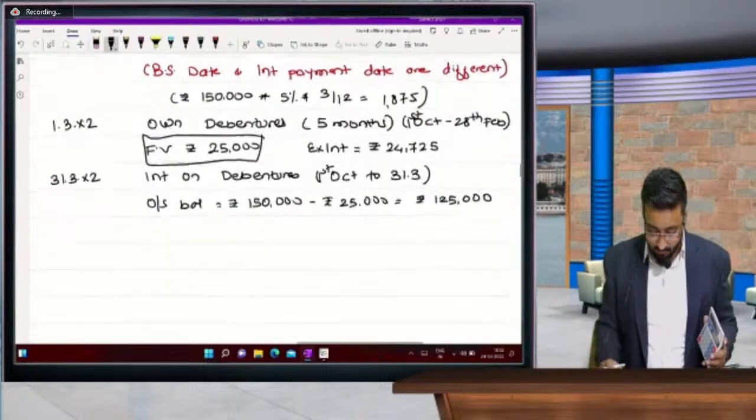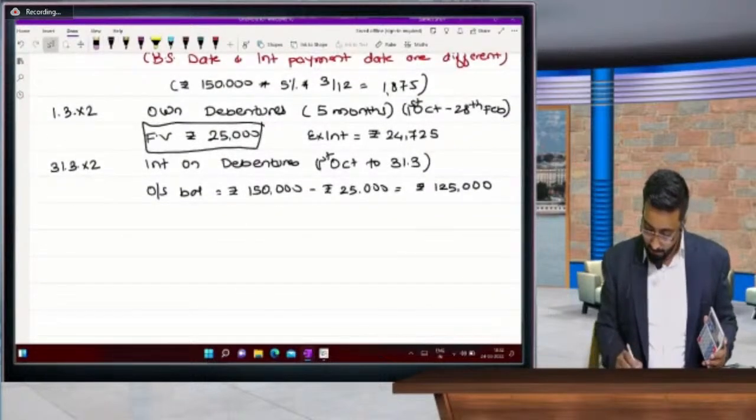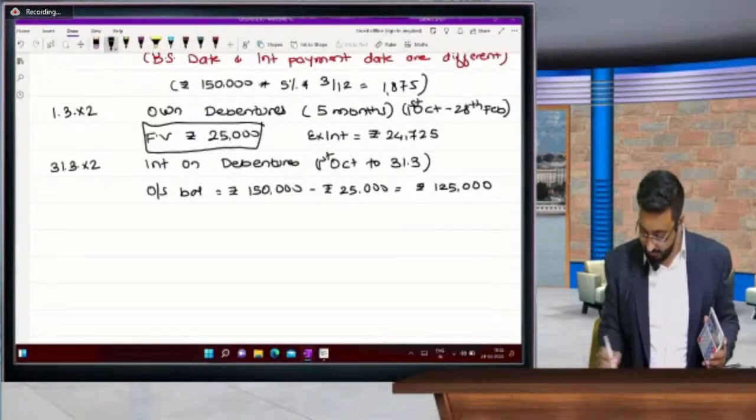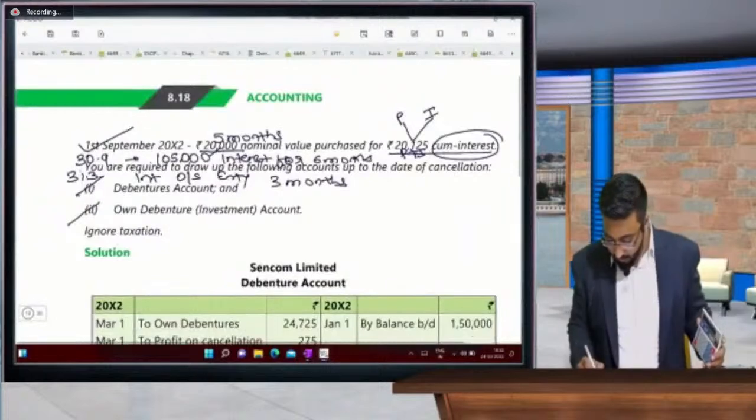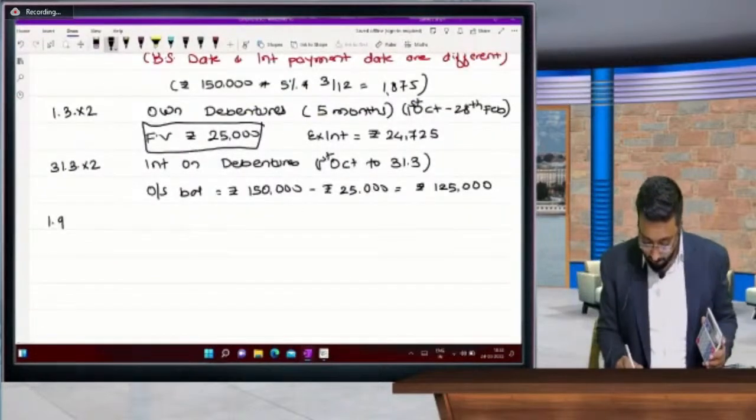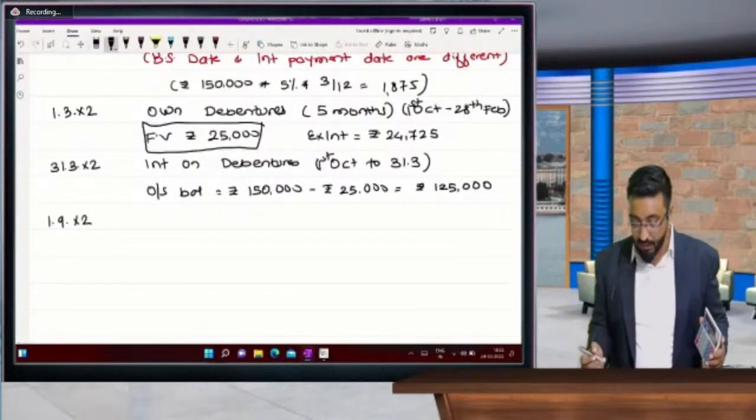Easy? If you understood this sequence, then the question is very easy. Then what is the next date? 1st September.